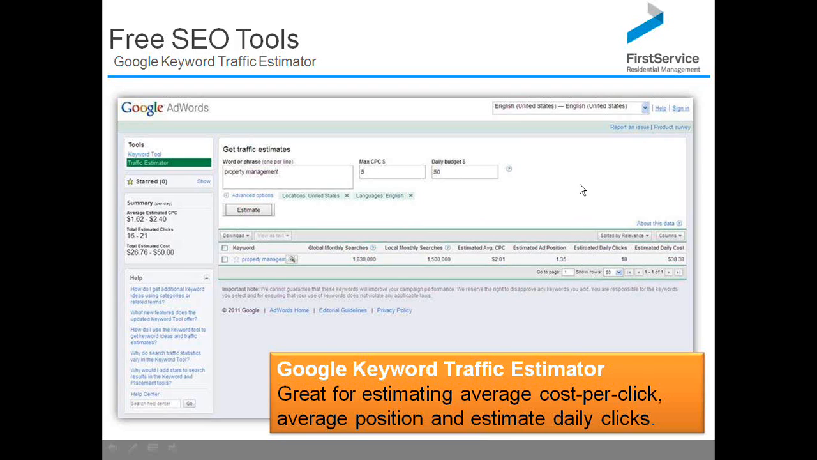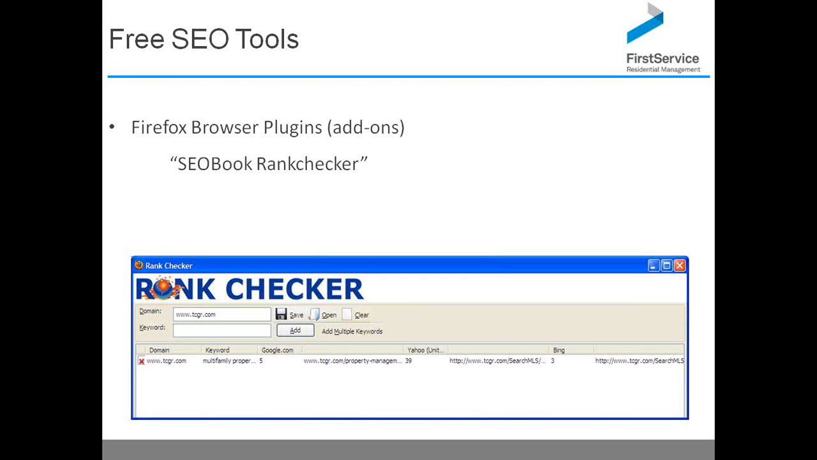So that'll give you at least a way to start gauging your pay-per-click budget. That's a little bit off topic, but I at least wanted to show you that traffic estimator. Now, as far as free tools, we've got a handful of them. The rank checker is really probably one of the coolest tools.